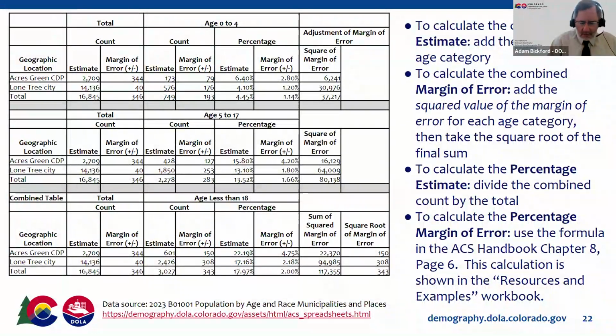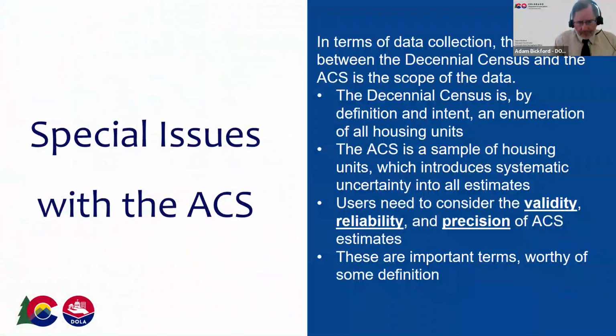Okay, we have two things to do. I know I've been running pretty fast here, but we got two things to talk about here. So there are two really important issues that I want to make sure people understand when we deal with the decennial census and the ACS. And the biggest difference between them is really in the scope of the data. Both the decennial census and the ACS use essentially the same methodology, but the number of households that they contact differs. The decennial census tries to enumerate all housing units.